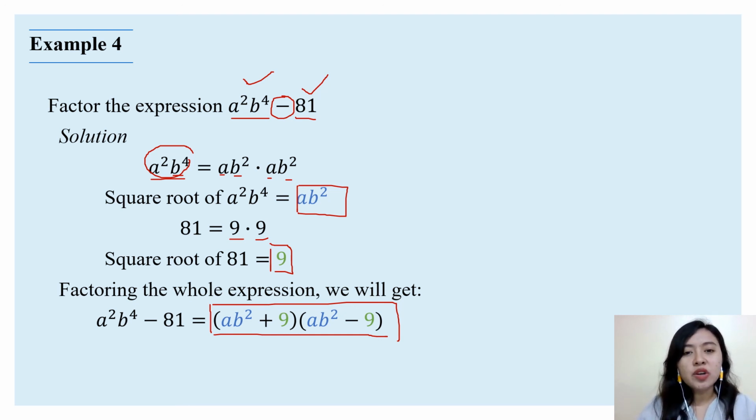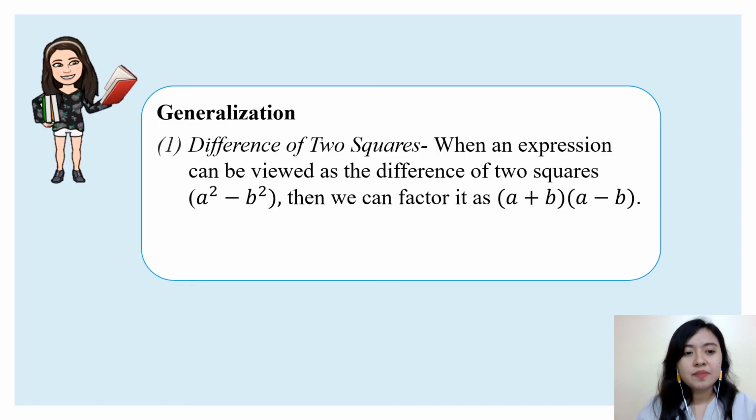I hope that you understand our lesson today and how to use the difference of two squares factoring technique. As a recap, for this lesson, you have learned the difference of two squares. When an expression can be viewed as the difference of two squares, meaning both the terms are square numbers and it involves the operation subtraction, then we can factor it as quantity a plus b times quantity a minus b. Or we can simply use this pattern.